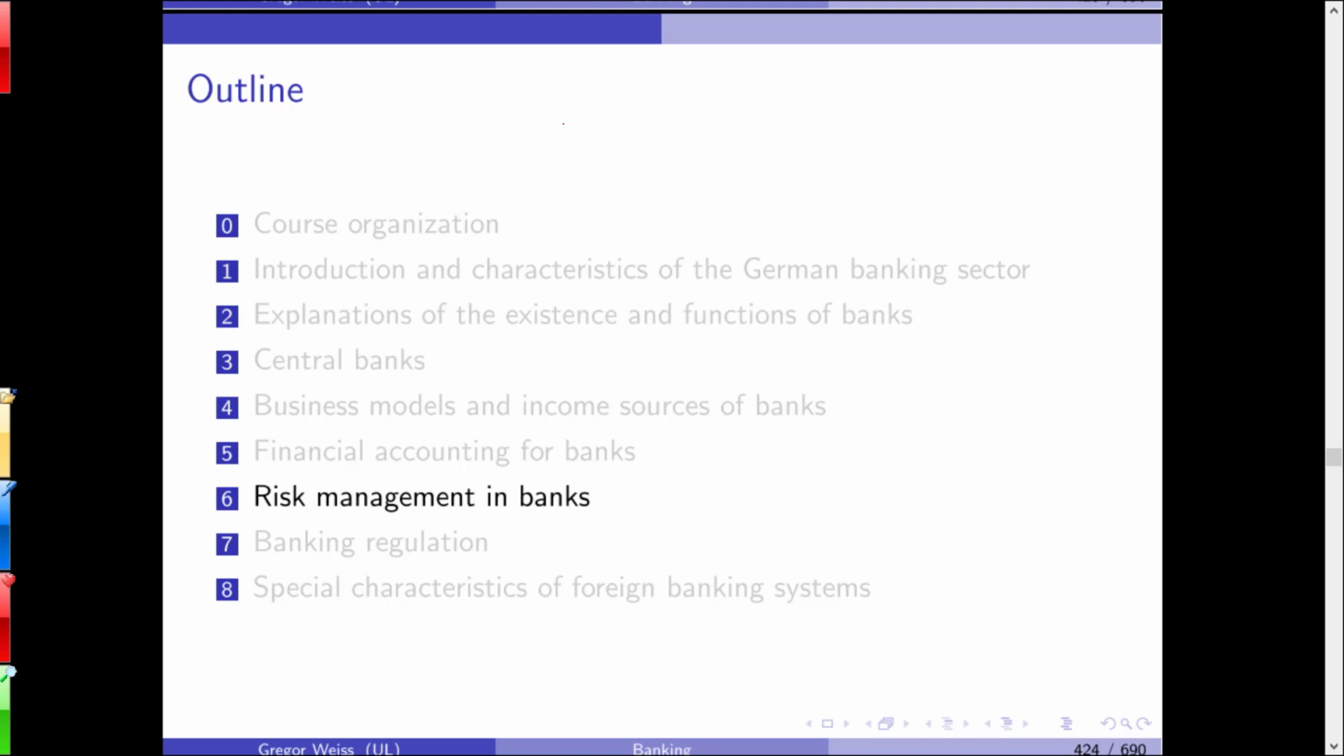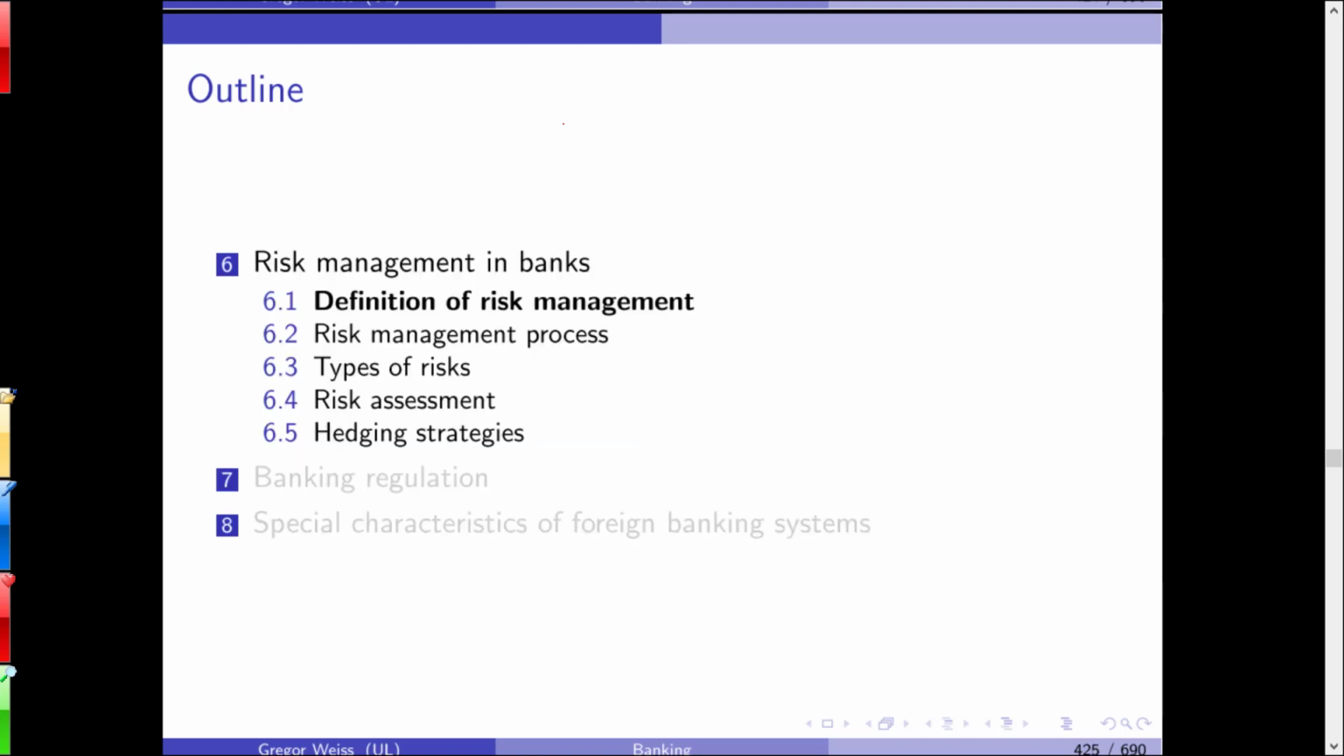Okay, we'll come to regulation in 2 sections, but now I want to talk about risk management. Why risk management? Well, we have seen that banks face a lot of risk. What risk do banks face? First of all, what do banks do? They grant loans, and loans are exposed to credit risk. You will have credit risk.